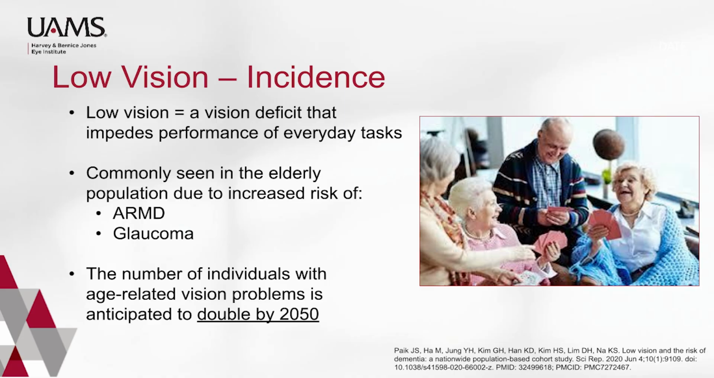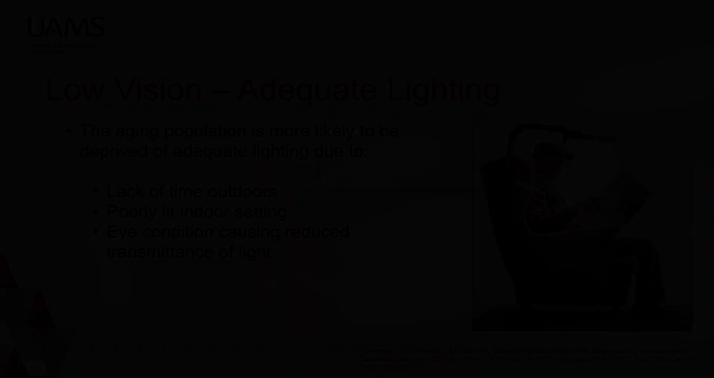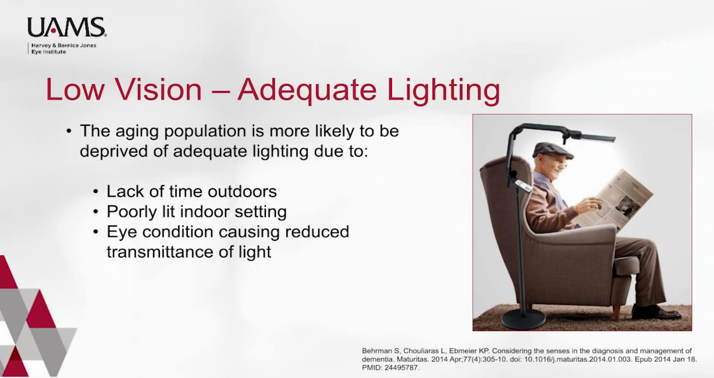Low vision is commonly seen in the elderly population due to increased risk of macular degeneration and glaucoma. The scary point with low vision is that the number of individuals with age-related vision problems is anticipated to double by the year 2050. The aging population is more likely to be deprived of adequate lighting, and this is due to lack of time outdoors, poorly lit indoor settings, and eye conditions that cause reduced transmittance of light.